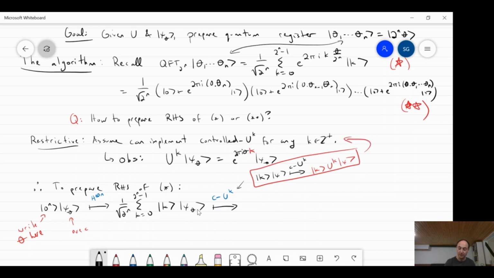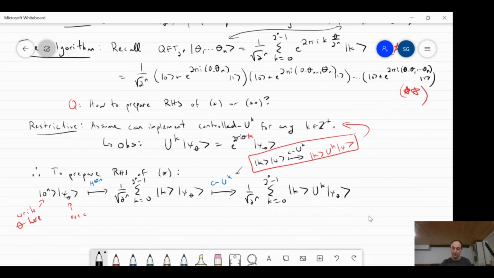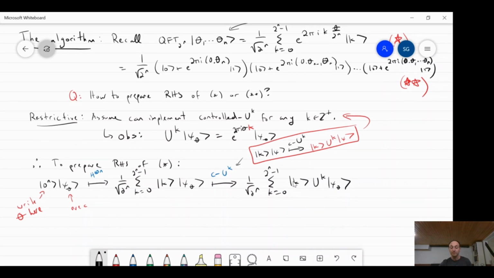Okay, so what do we get? We get 1 over square root 2 to the n, sum over k equals 0 up to 2 to the n minus 1, k, and now I get u to the k psi theta, right? Okay, but now I've got this thing over here, right? And that looks exactly like, trying not to draw too many arrows here, but that looks just like this, right? Huh. Coincidence? I think not.